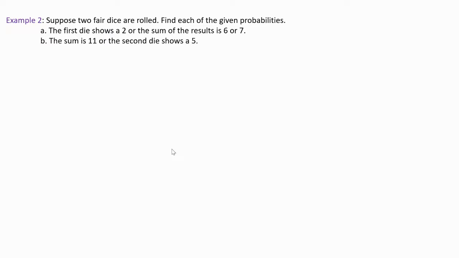Suppose 2 fair dice are rolled. Find each of the given probabilities. Part A: the first die shows a 2, or the sum of the result is 6 or 7.